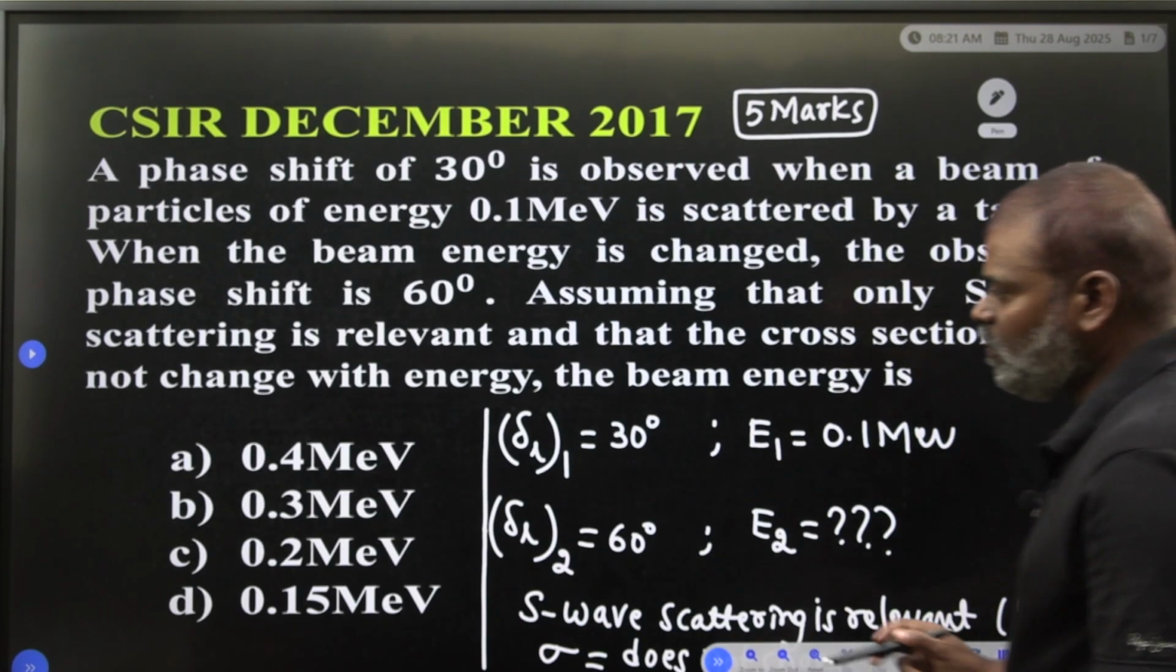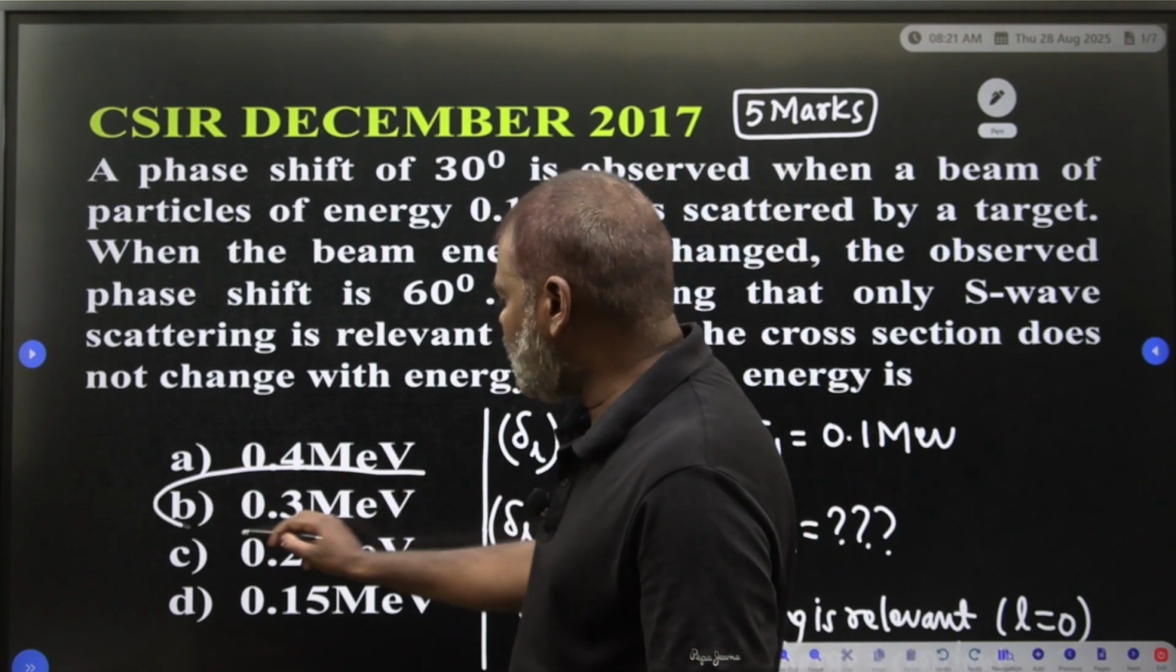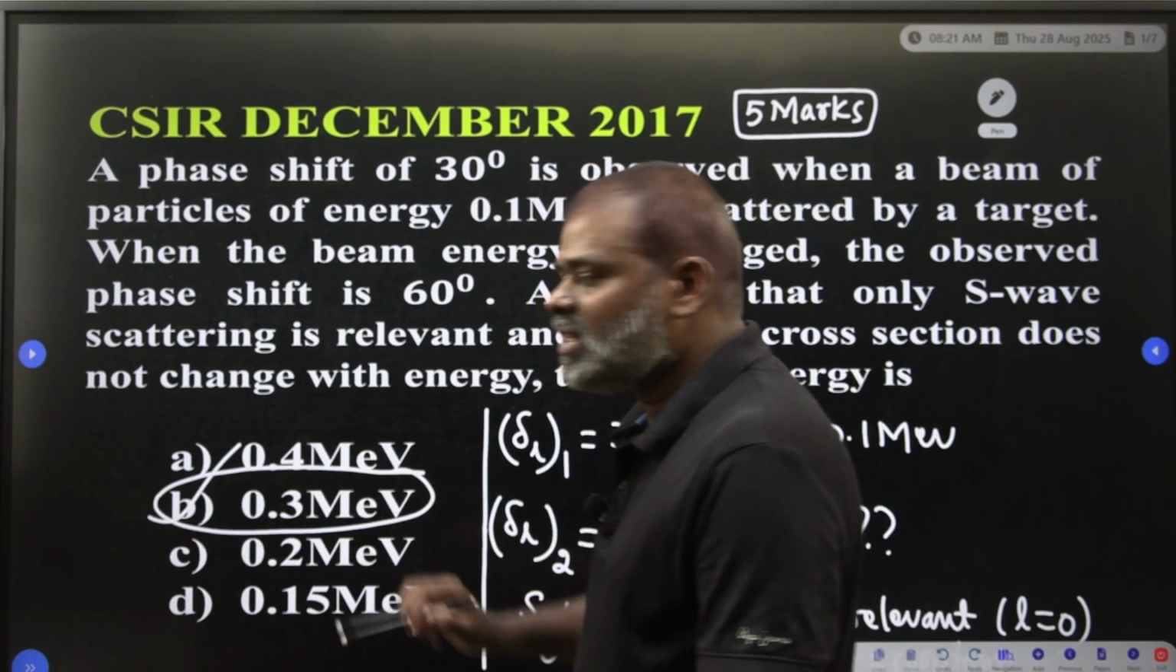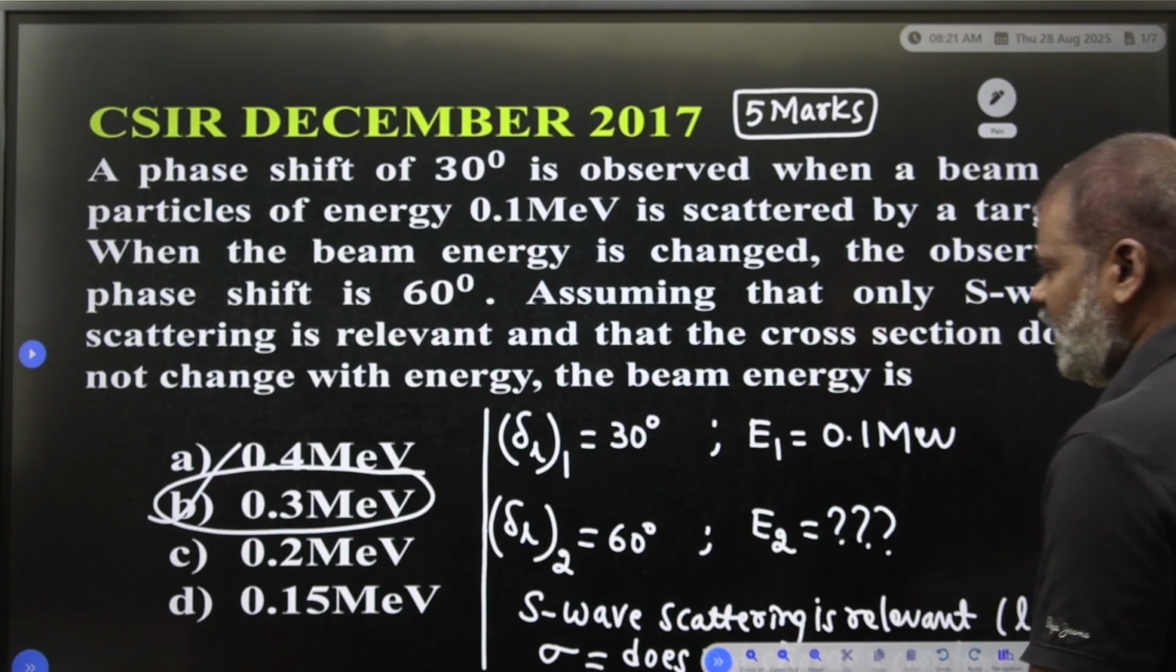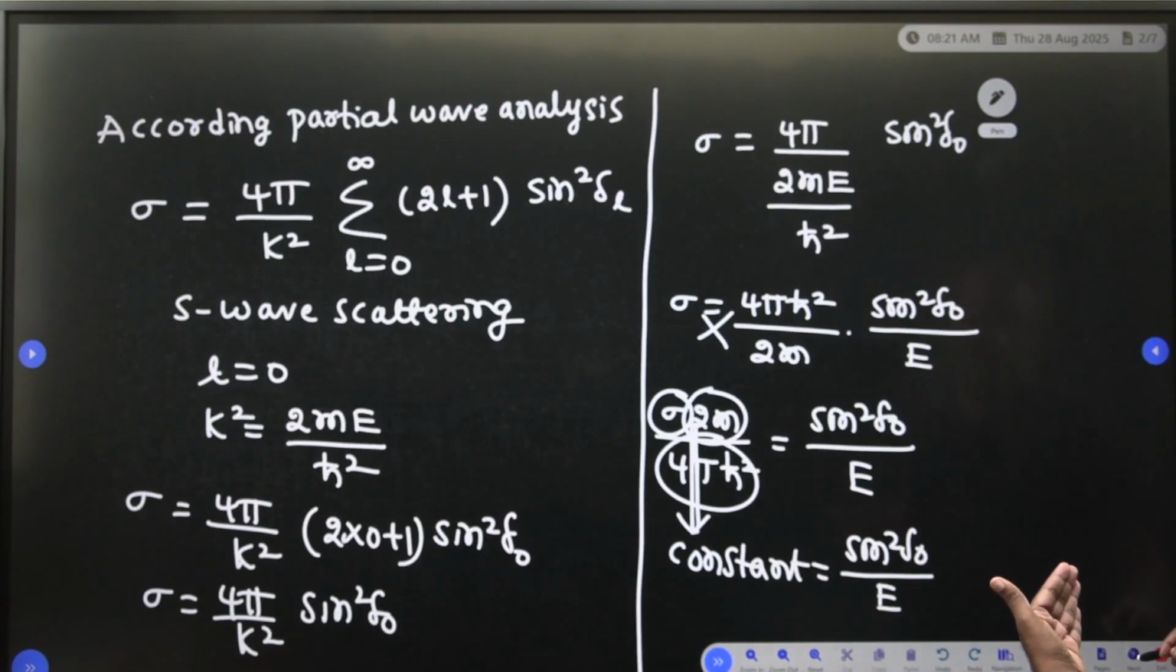Now see what your option is: equal to 0.3 mega electron volt. That is the correct option, option A. This is very very important.